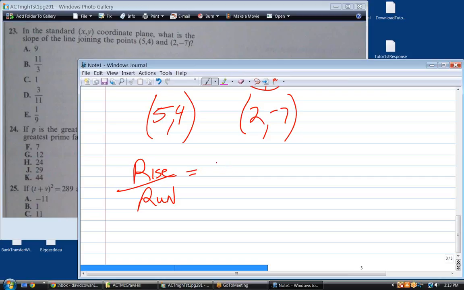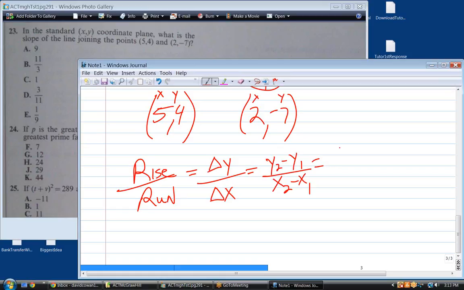X and Y, so this is the x-coordinate, that's the y-coordinate. Right. So the rise is the change in the y's over the change in the x's, which translates to y2 minus y1 all over x2 minus x1. All right, yep. So what is that?